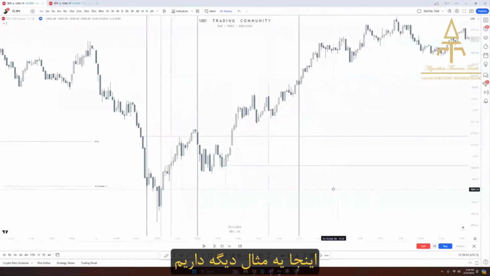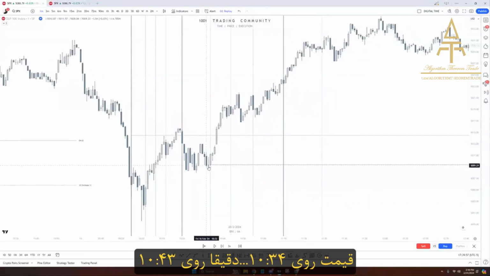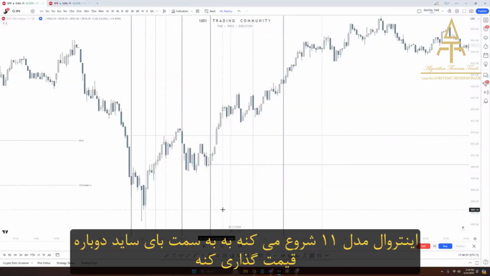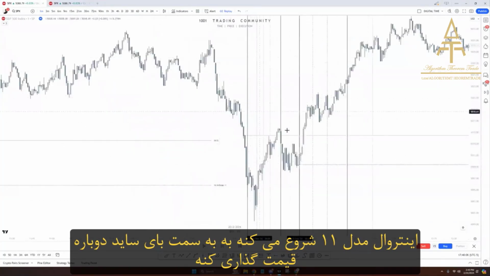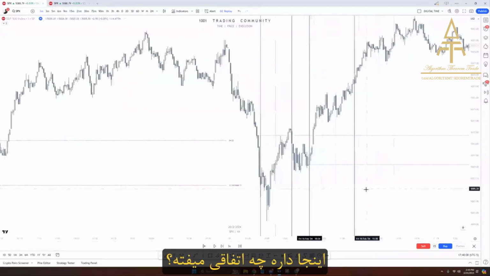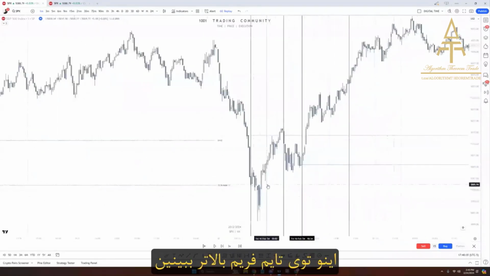Here's another example. Price 1034, exactly at 1034, inner interval of Model 11, begins to reprice towards buy side. Why is that the case? What's happening here? Look at this on a higher time frame.